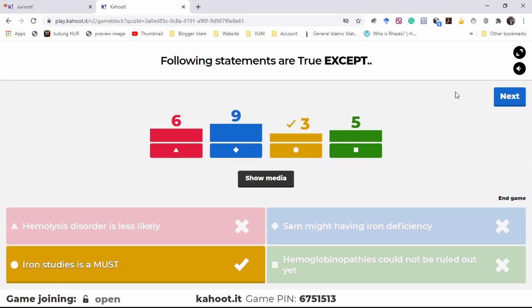Sam is a picky eater, eating less iron rich food, so we should think he might have iron deficiency. Hemoglobinopathies could not be ruled out yet. Yes, because if you remember, Sam came from Southeast Asia, which has a high prevalence of thalassemia, and at this point there is no history suggested to rule out the hemoglobinopathies yet.